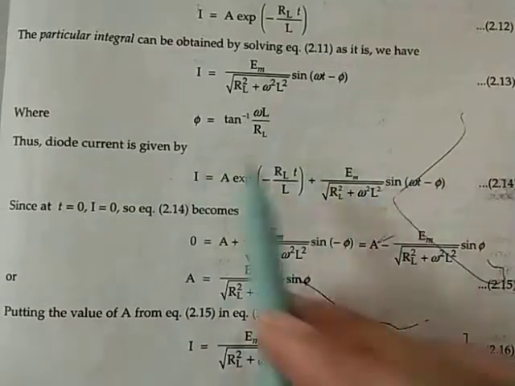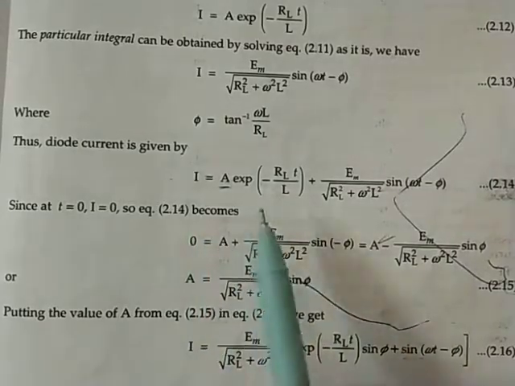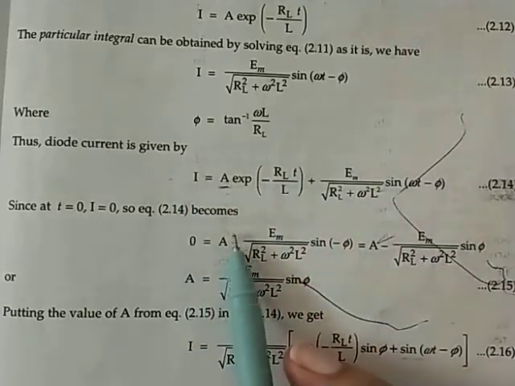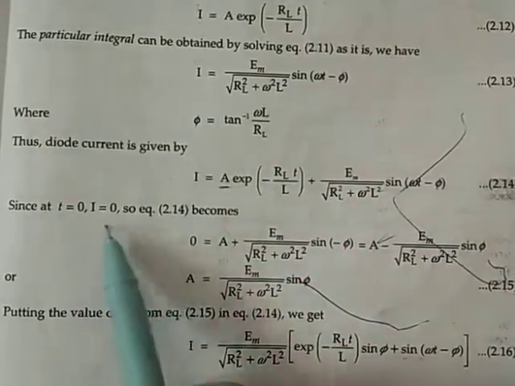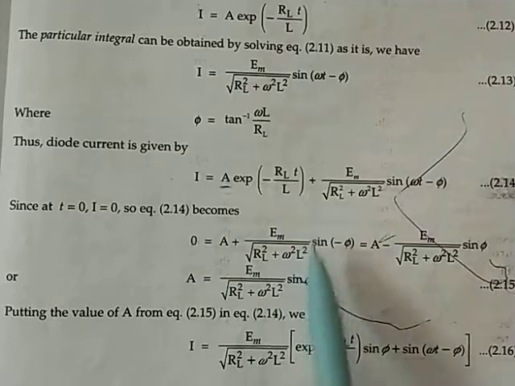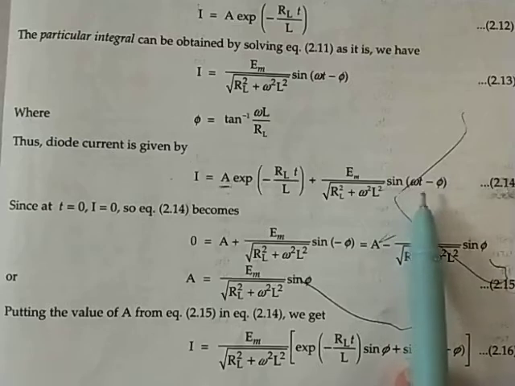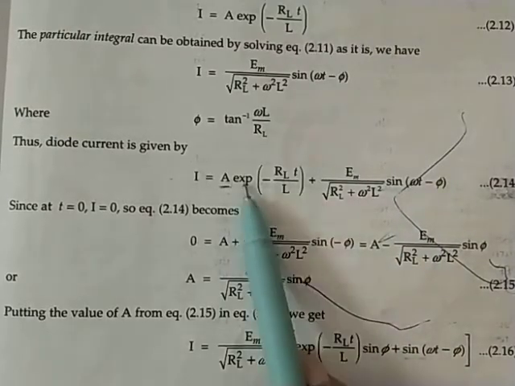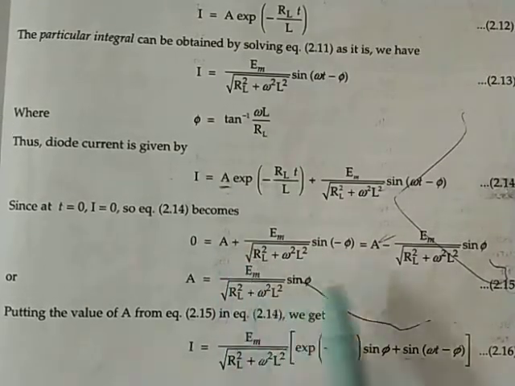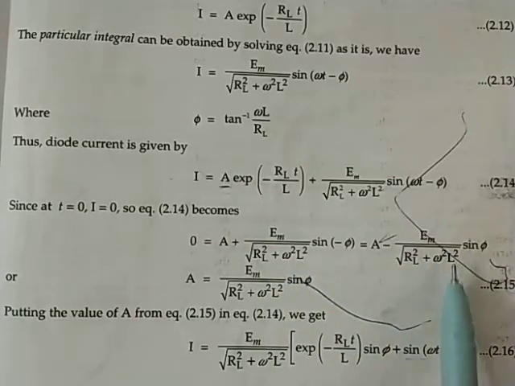Now we are going to find the value of A, because we need to find the complete solution of I. For you to find the value of A, we apply the initial conditions: at t equal to 0, I must be equal to 0. So we have put the value of I as 0 when we put t as 0. Everywhere we put t as 0, minus phi is left here, and e raised to power 0 is 1. So we have overall A minus Em upon root of R square plus omega square L square, sine of minus phi.